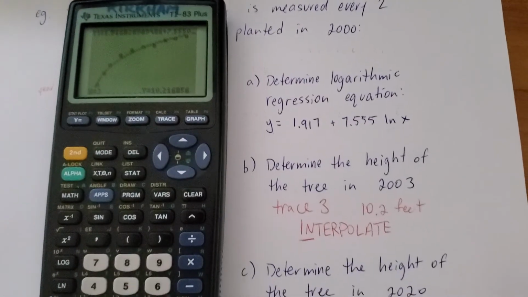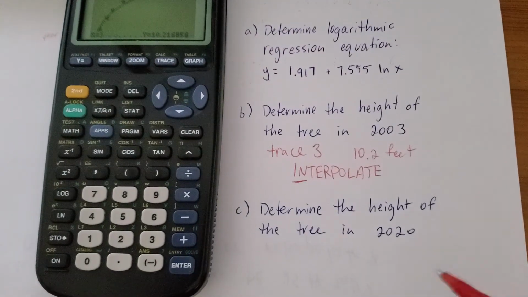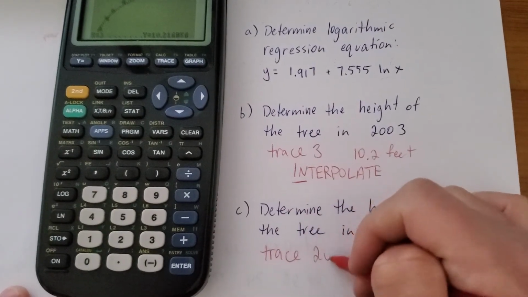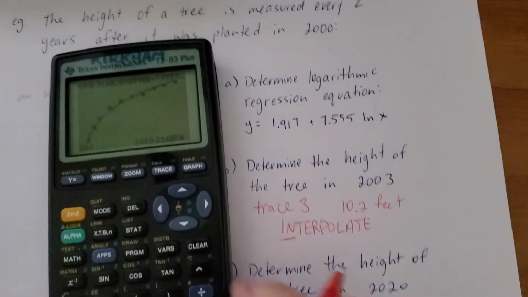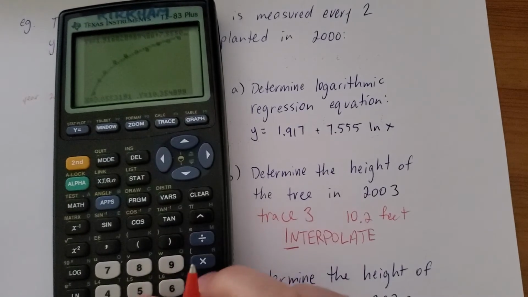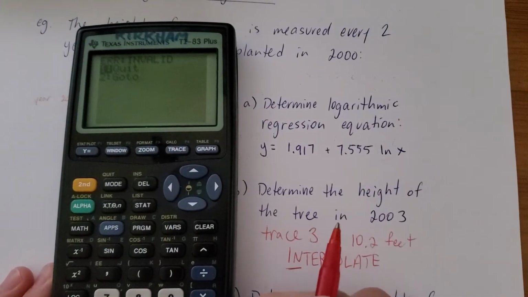Okay, part C, we're going to do something different. I want us to find the height of the tree in 2020. We can do that. It's just like part B. We're going to trace 20. So let's try that. I hit trace. Remember to arrow down. Then I hit 20. Enter. Oops, it says invalid.